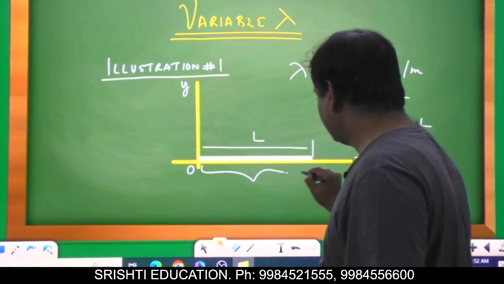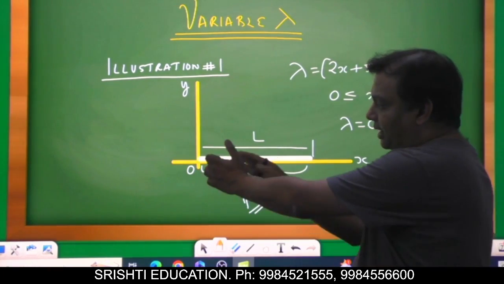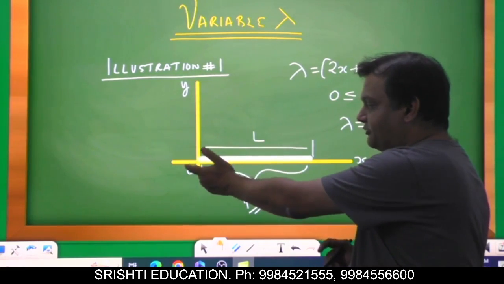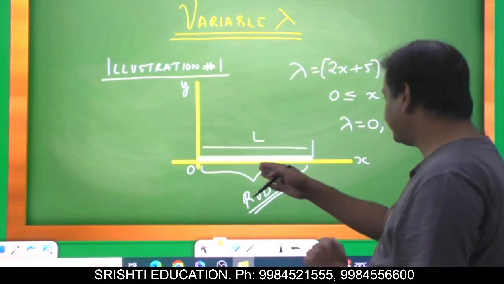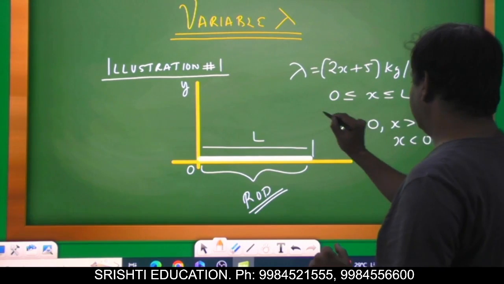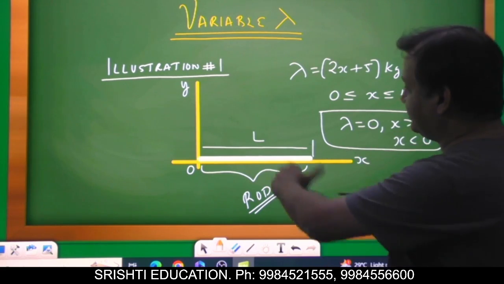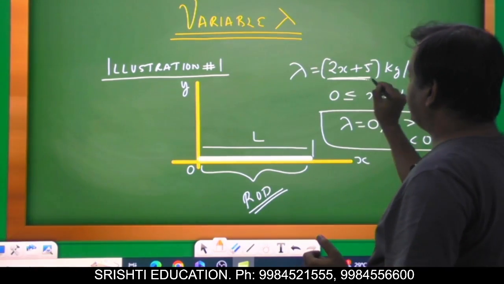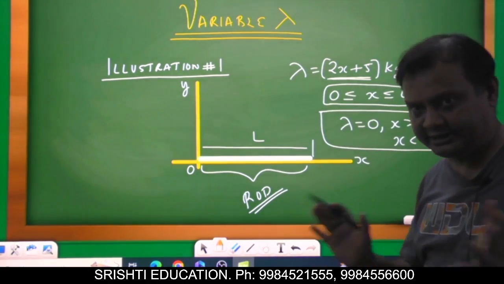This is your rod. It is obvious that the mass is present in the range where x is between 0 and L. There is no mass when x is less than 0, and no mass when x is greater than L. No mass means lambda is equal to 0 when x is greater than L and when x is less than 0. Lambda is non-zero, 2x plus 5, when x is between 0 and L. So this is the meaning of these inequalities.